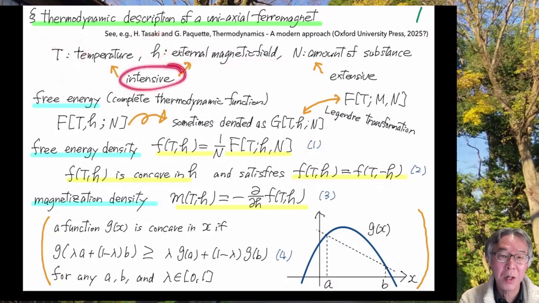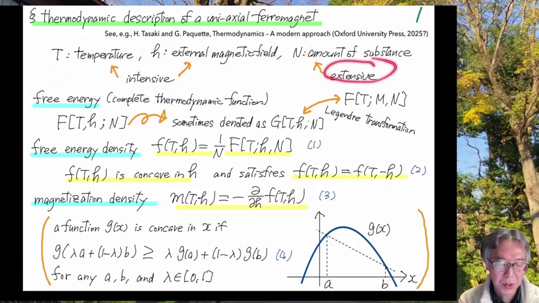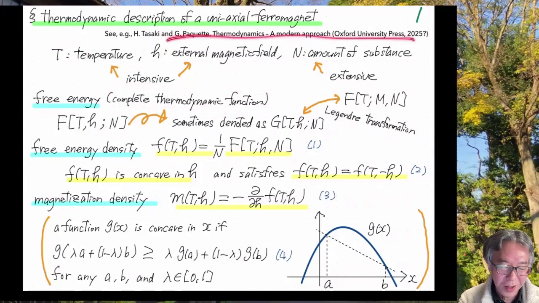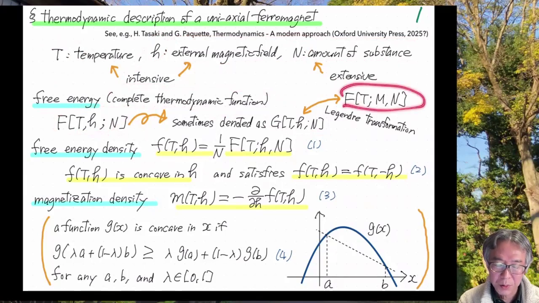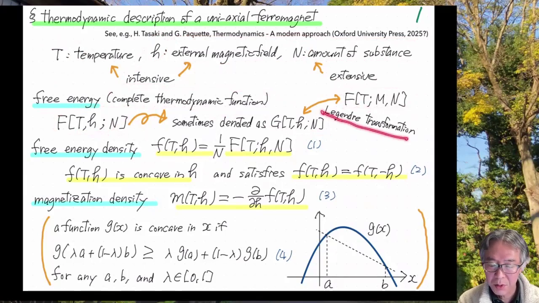Now, the basic thermodynamic variables for a uniaxial ferromagnet are T, the absolute temperature, H, the external magnetic field, and these two are intensive quantities, and N, the amount of substance, which is extensive. In this case, the free energy is a function of T, H, and N, and it's one of the complete thermodynamic functions of this system. In some literature, actually including mine, this same function is denoted as G and identified as the Gibbs free energy. In this case, it's related to F, the Helmholtz free energy, by the Legendre transformation, and this M is the total magnetization.